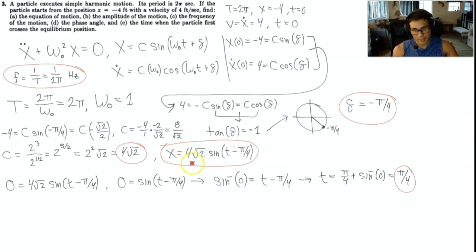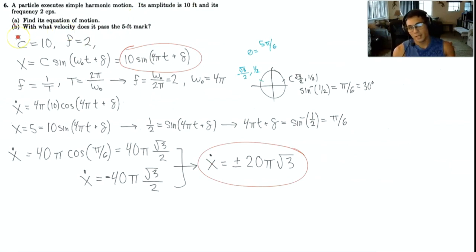Okay, a little bit more. Okay, so you have your c, which is your amplitude, and you have your phase angle. So then you can write your equation of motion over here with all of its well-known qualities. And lastly, the question says, when is the time that the particle first crosses equilibrium position? So you set x equal to 0. So x is equal to 0 right here. And this is the equation of motion, which is equal to x. And then you could solve for t. And then you see that sine inverse of 0 is equal to t minus π/4. And then you could add the plus π/4 on the other side. And you can see that t is just equal to π/4 because sine inverse of 0 is 0.